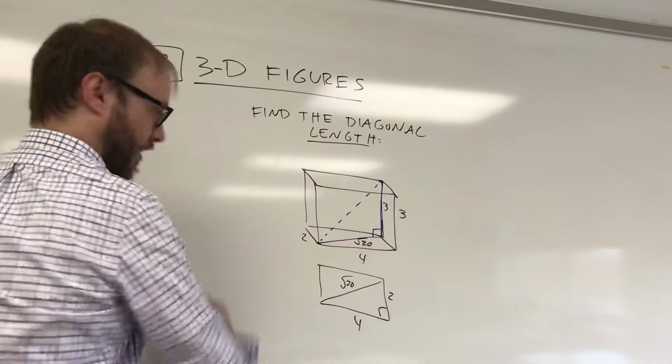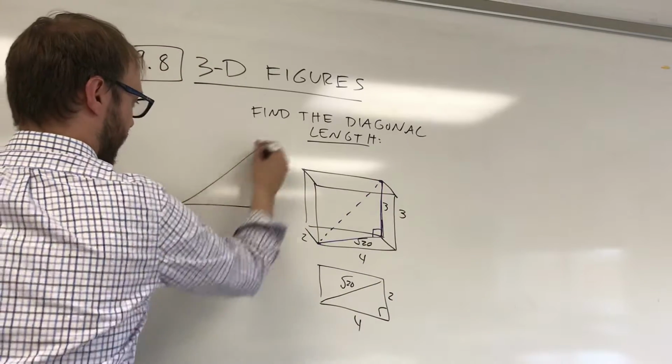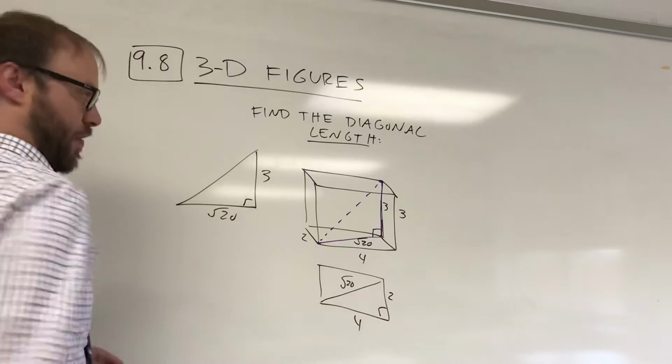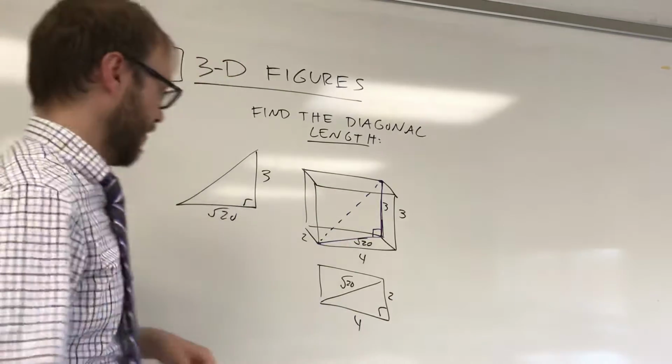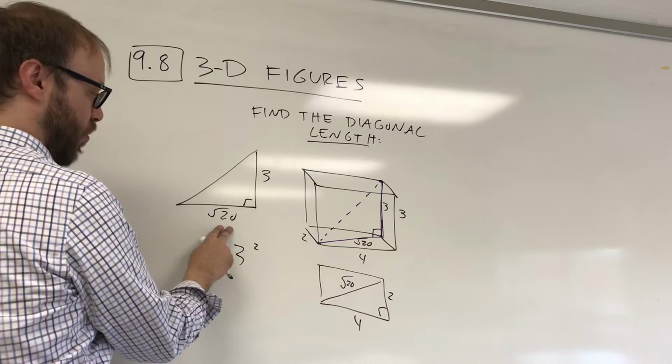We have a right triangle on the inside of this shape. This right triangle right here. We're looking for its hypotenuse. This is 3, this is radical 20, okay? It's just a second Pythagorean theorem. So we're going to take 3 squared plus the square root of 20 squared.